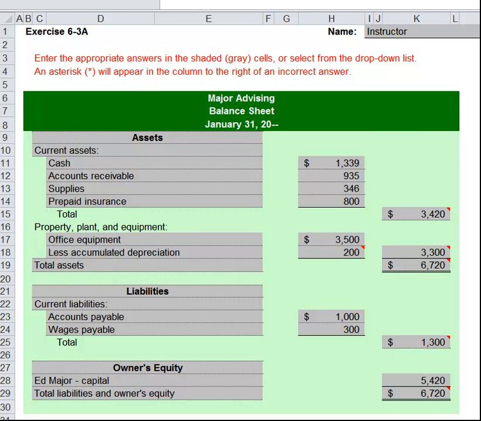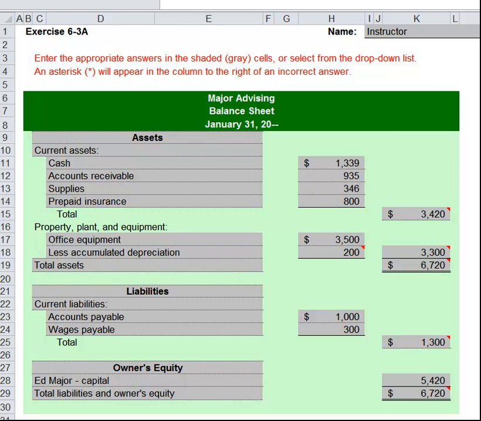So in a classified balance sheet, we're simply taking the categories that we already have and further categorizing those. So instead of having assets, we now have current assets, which are all of our assets that can be turned into cash within a year. We have property, plant, and equipment, which are all of our assets that can be depreciated. And then under liabilities, we have current liabilities, and later on in future accounting courses, you'll learn about other types of liabilities.